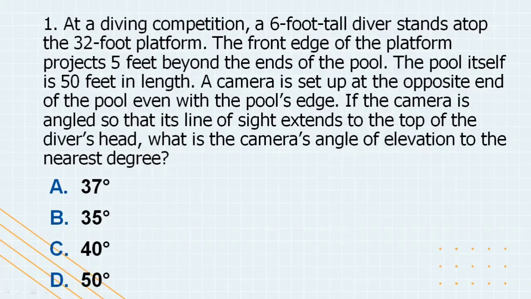For number 1, I'm going to read our problem. At a diving competition, a 6-foot-tall diver stands atop the 32-foot platform. The front edge of the platform projects 5 feet beyond the ends of the pool. The pool itself is 50 feet in length. A camera is set up on the opposite end of the pool, even with the pool's edge. If the camera is angled so that its line of sight extends to the top of the diver's head, what is the camera's angle of elevation to the nearest degree? So our choices are A, 37 degrees, B, 35 degrees, C, 40 degrees, and D, 50 degrees.